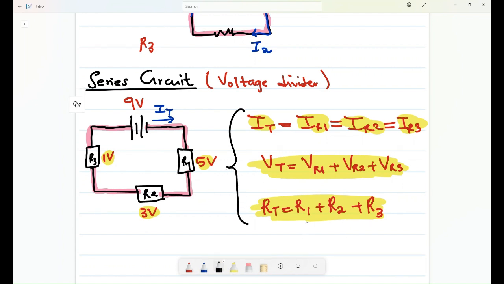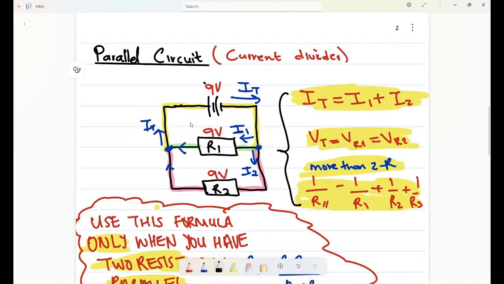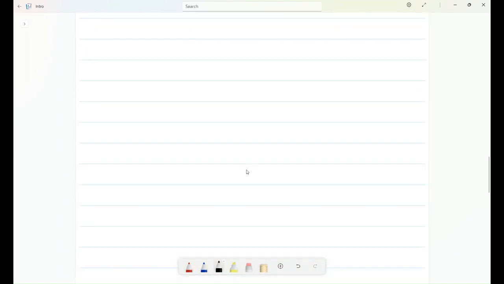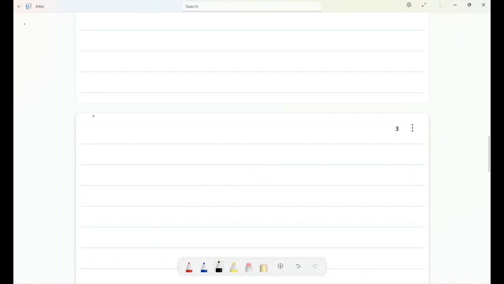All right. Let me just warn you, there is no way that the examiner will just give you a series circuit or just a parallel circuit without combining them. That one I can guarantee you. No way. Let's talk a little bit about combination.